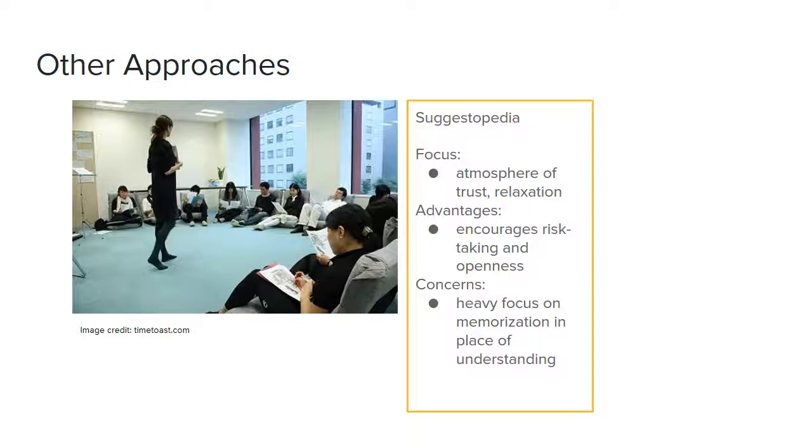Suggestopedia is focused on the idea that all language learners have what's called an affective filter. The affective filter is a barrier that may keep us from being open to new experiences and to learning new things. And so the teacher in Suggestopedia tries to create a classroom atmosphere of trust and relaxation so that learners will be open to accepting this language and viewing themselves as learners and speakers of this language. So it often involves using music and relaxing chairs and just a nice classroom environment to encourage risk-taking and openness.